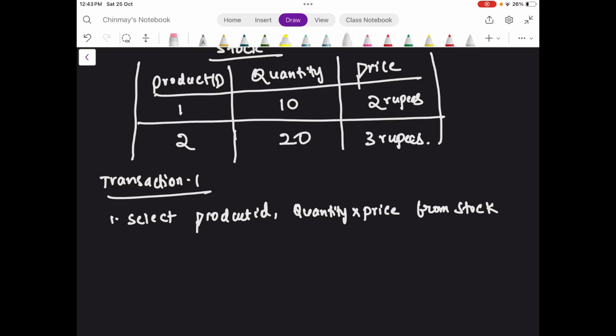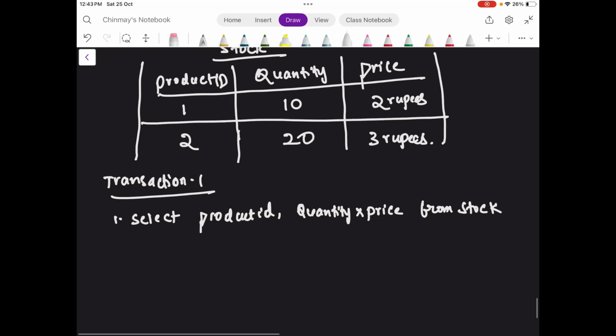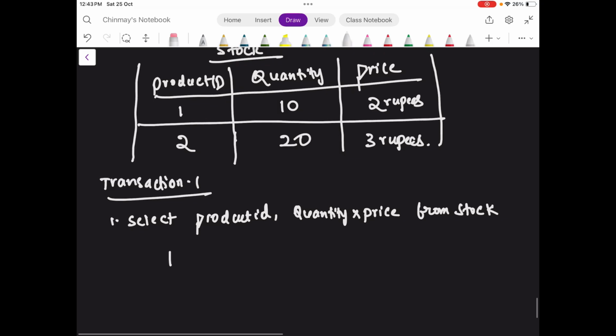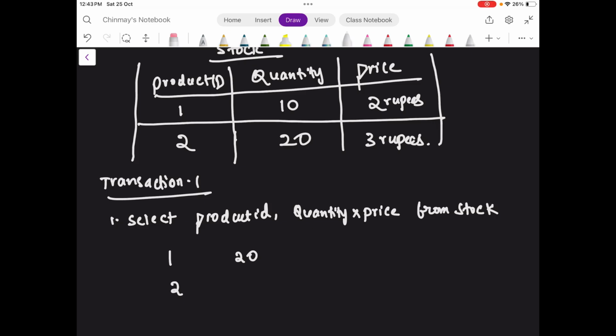This is the first query in the transaction. What does it give? It gives product 1, quantity and price: 10 into 2, it gives 20. And product 2 gives 20 into 3 as 60. This is the table that comes.